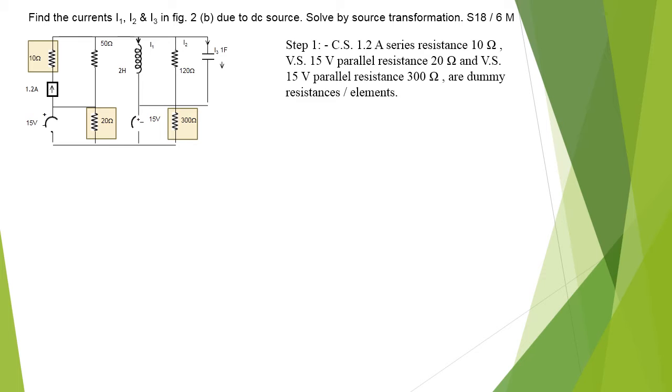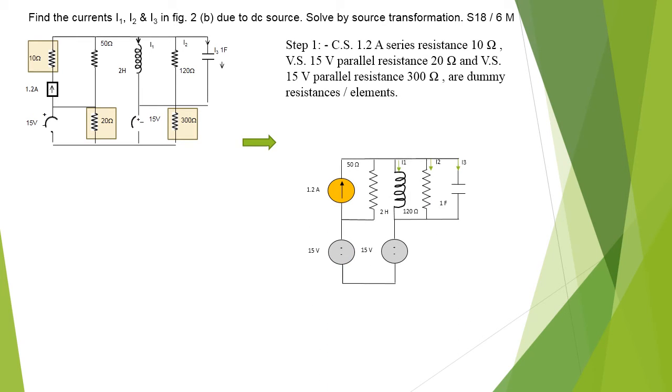As soon as you neglect them, you get the new circuit shown in this figure. Now you get a current source of 1.2 ampere with an internal resistance, as per a practical current source, of 50 ohms, connected in parallel to the current source. So it is a perfect current source. Then a voltage source of 15 volt, which is now an ideal voltage source, and another 15 volt ideal voltage source. Then we have an inductor through which we have to find the current I1, a resistance through which I2 will be calculated, and I3 through the capacitor. So now we have to calculate these three currents.